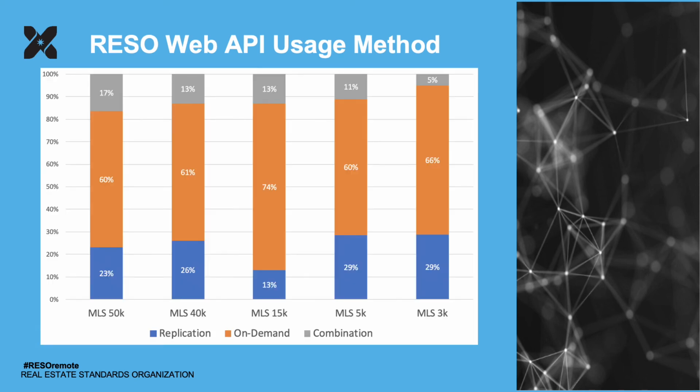So this is how the numbers have actually played out for the folks choosing to use the RESO Web API. What we see is about 25% of the data consumers are replicating, about 60% are making on-demand queries, and only about 10% are actually using a combination of both. Another way to think about this means that at least a third of the developers on the platform are using the ability to replicate data while integrating with the RESO Web API.